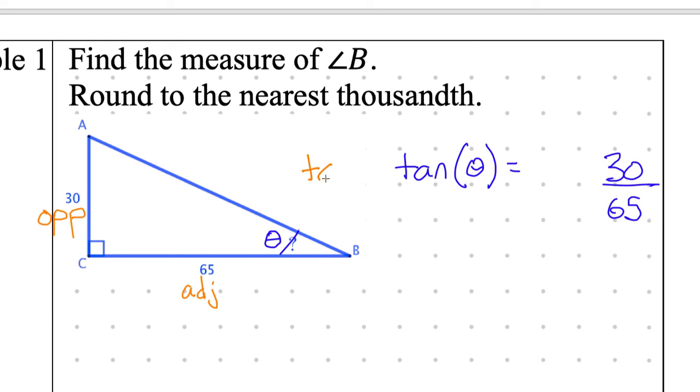So I'm going to say tangent to the -1 of the left-hand side and tangent to the -1 of the right-hand side. Again, it's still an equation. It's still a balance. The left side and the right side have to be balanced. So whatever I do to the left side, I must do to the right side. I'm taking the arc tangent of both the left and the right sides.